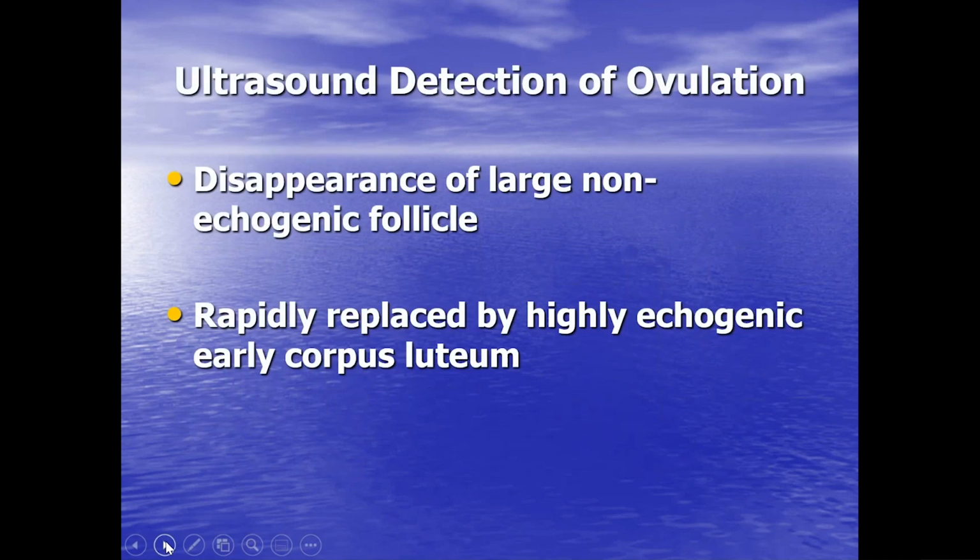Ovulation, relatively easy to detect. A large non-echogenic follicle, black, if you want to put it that way, anechoic, all these slightly confusing different terms you get, rapidly replaced by a highly echogenic, so white, early corpus luteum.